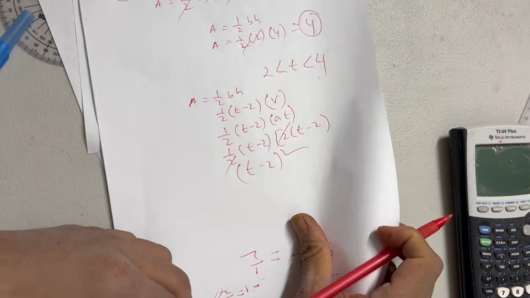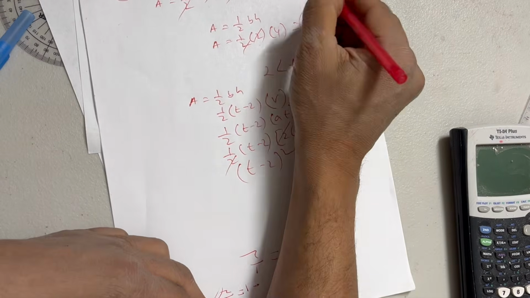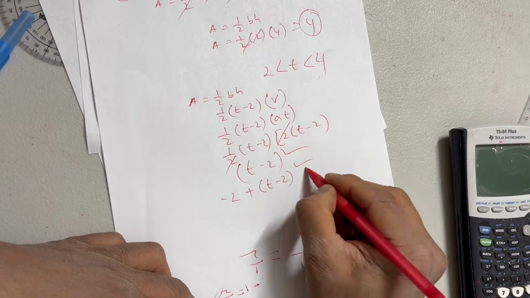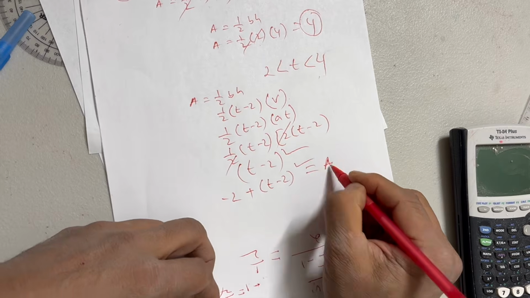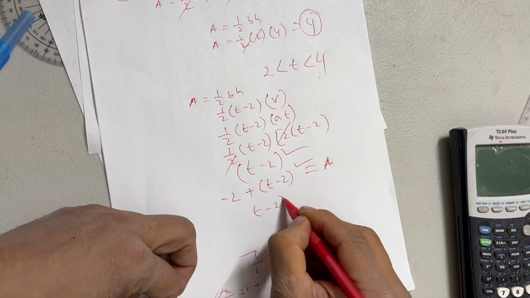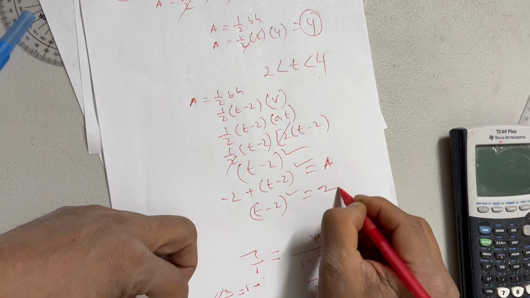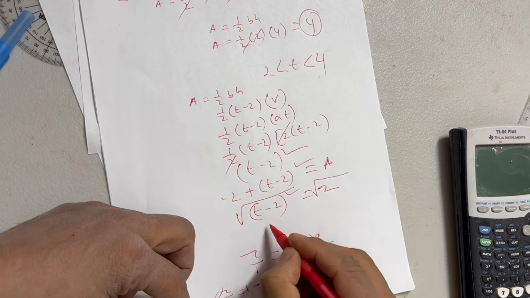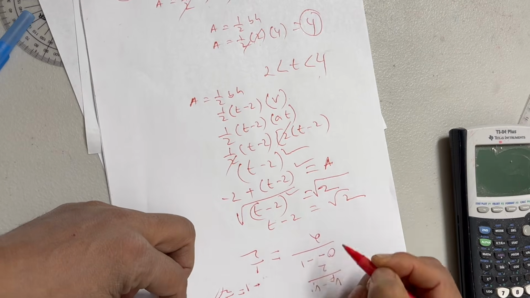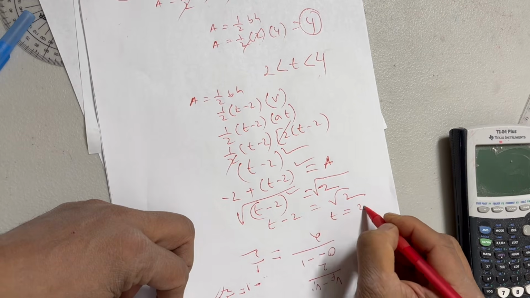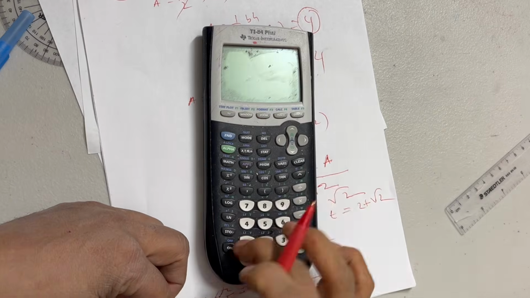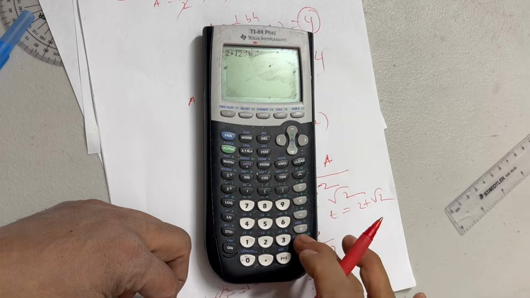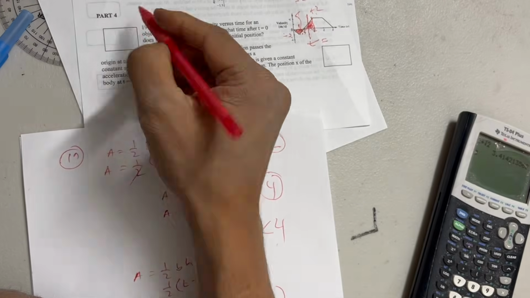Alright, so now we're going to write, don't forget negative 2. Negative 2 plus T minus 2 square is equal to area. So T minus 2 square is equal to positive 2. So you're sending over there. Square root. So T minus 2 is equal to square root 2. So t is equal to 2 plus the square root of 2. So 2 plus the square root of 2, which is 3.4. So this is 3.4.